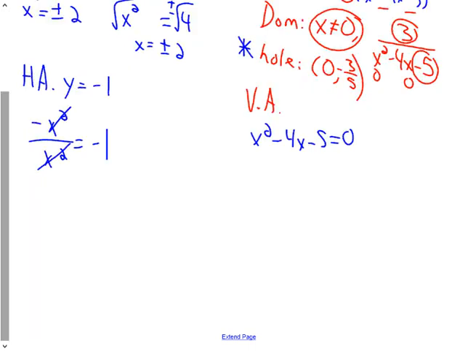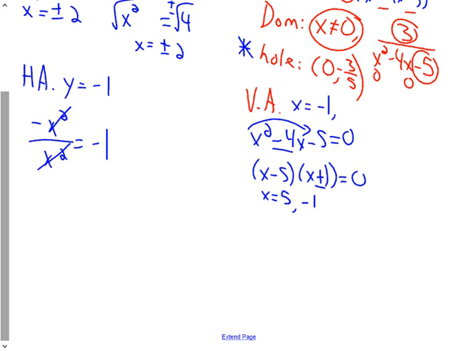It's a quick factor. Again, numbers that multiply to equal -5 add to equal -4 are x minus 5, x plus 1. And then we set each of those equal to 0. I get x is 5. And then opposite of plus 1 is -1. So my asymptotes are x is -1 plus 5.